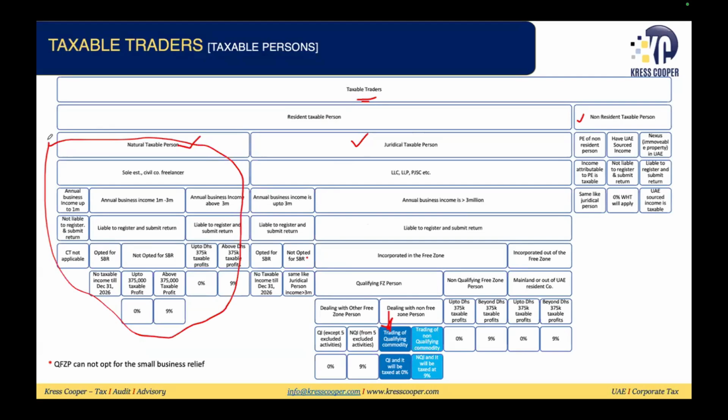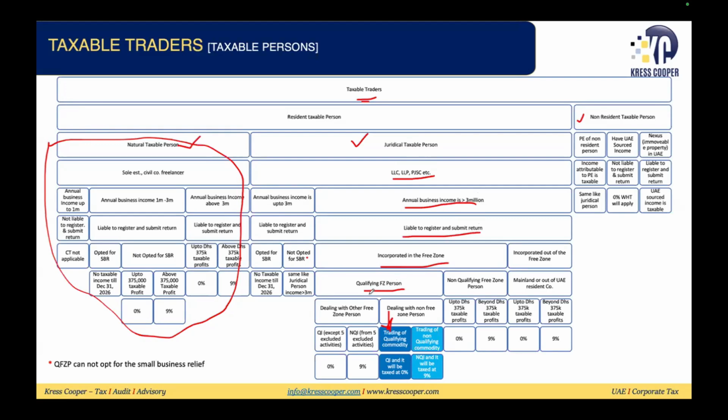Now for the juridical person, the important thing is whether they are in the free zone or out of the free zone. If they are in the free zone, they can become a qualifying free zone person. That qualifying free zone person can generate income from the trading of the qualifying commodity. That is our main focus today. We'll be discussing it in the next slides as well. This juridical person can be an LLC or LLP, with annual business income of more than 3 million, liable to register and submit the return, incorporated in the free zone, and they can become a qualifying free zone person.